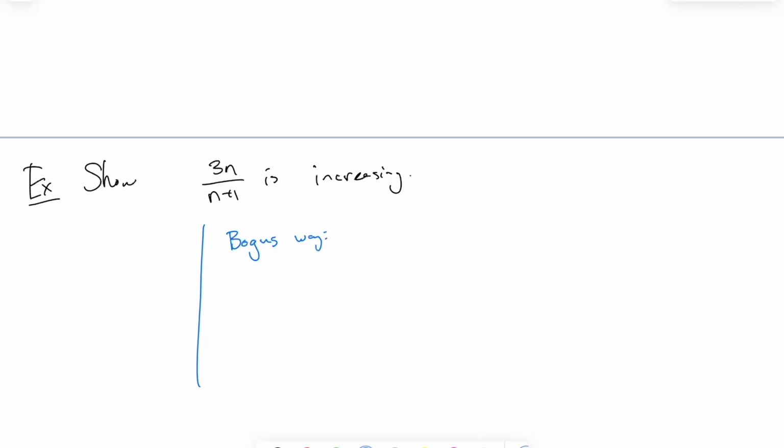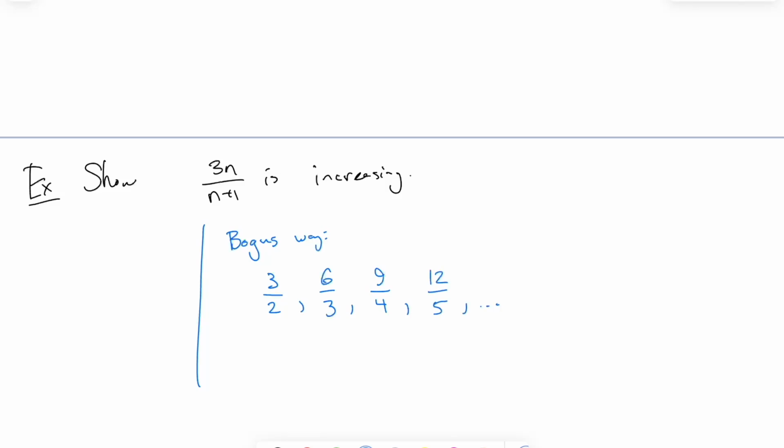You would just write out the terms. I would start with n equals 1, and it would say 3 times 1 over 1 plus 1. That would be 3 over 2, right? And then the next term would be 3 times 2 over 2 plus 1. That would be 6 over 3. The next term would be 3 times 3, which is 9, over 3 plus 1, which is 4. I'll just write the next one. n equals 4, it would be 12 over 5.